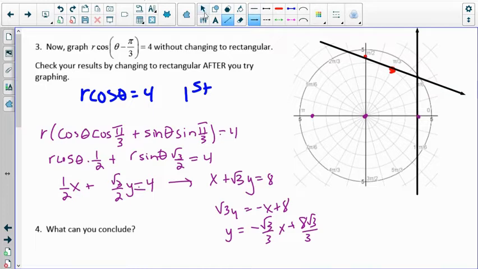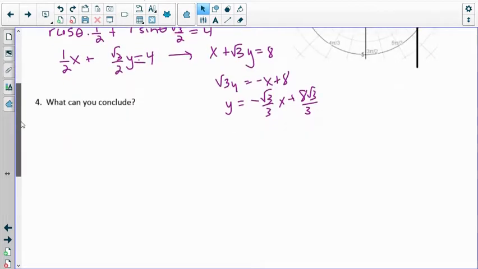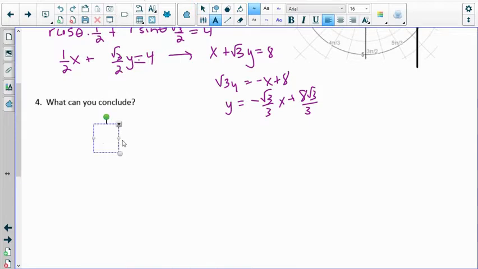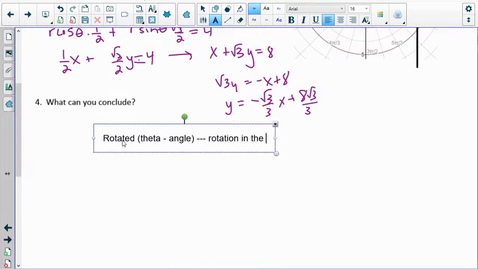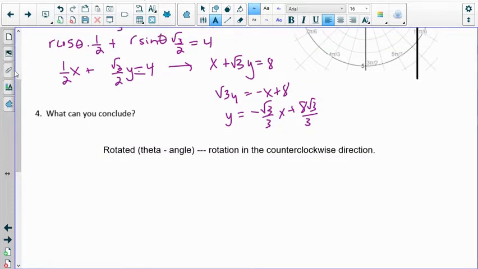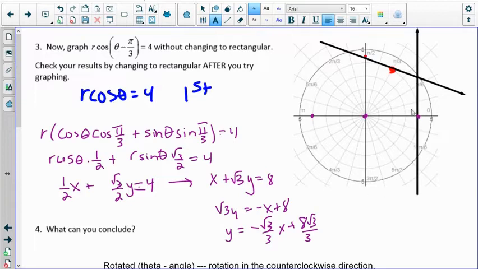So here we are. There is this y equals negative root 3 over 3 x plus 8 root 3 over 3 as the line. So what can you conclude? Well, I hope that you were able to conclude that on this particular problem, when we rotated it, we had an angle, let's call it theta, minus some new angle with the minus sign in there. This created a rotation in the counterclockwise direction. Counterclockwise being the opposite direction that the clock turns, right? A clock usually goes down to the right. This thing went up to the left. All right, here we go.